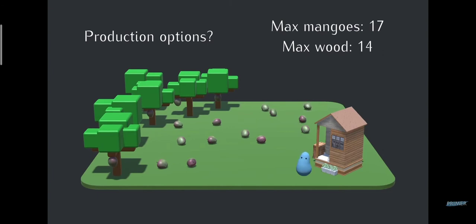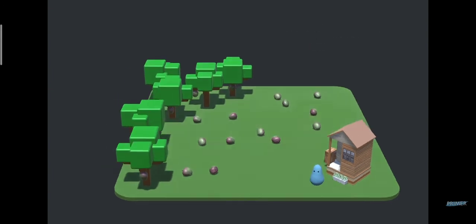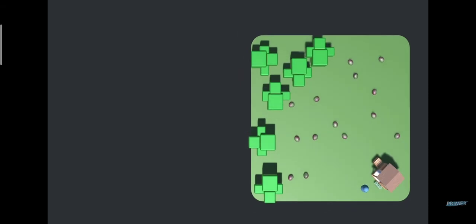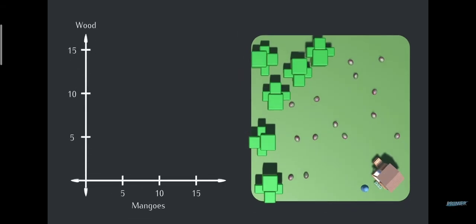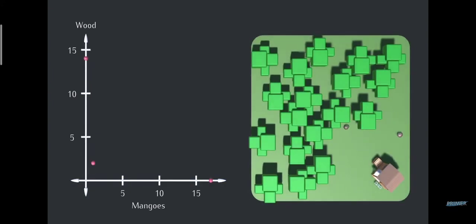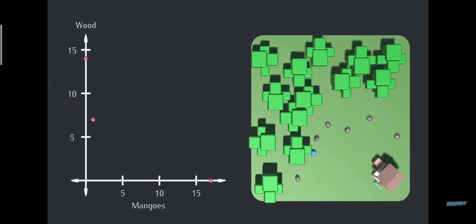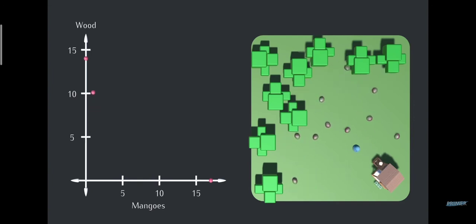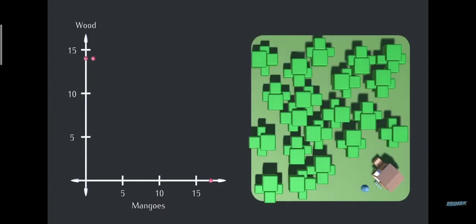Those are the 2 extreme cases, but what about cases when the blob tries to find some balance between the 2? We're dealing with 2 quantities, so it'll be useful to keep track of outcomes using a graph. The 2 cases we've looked at so far led to 17 mangoes and 0 wood, and 0 mangoes and 14 wood. Next, let's have the blob grab only 1 mango, and then spend the rest of its day on wood just to see how much it can get. Okay, it looks like we still get 14 pieces of wood, even if we sneak a mango in right away.